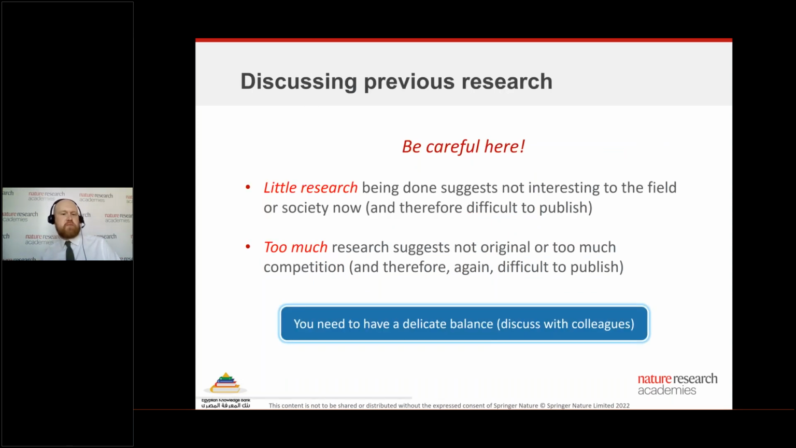So we're going to be discussing previous research when discussing our objectives. So do be careful here about how much previous research you include. If you only include a very small amount of previous research, this can actually suggest that little research is being done because your topic, your area of work is simply not interesting to the field or society now, and therefore perhaps difficult for people to publish. But if you provide too much previous research, this can suggest that your work is simply not original, or perhaps there's too much competition. Too many people are working on the same topic. So it can be hard to find this delicate balance between providing too much and too little previous research. Do discuss this with colleagues to establish what kind of balance you should try to achieve. Okay.